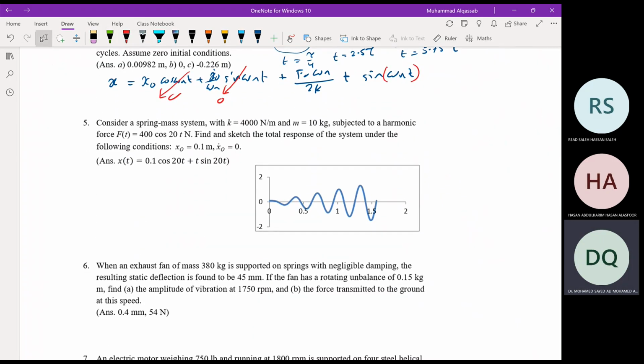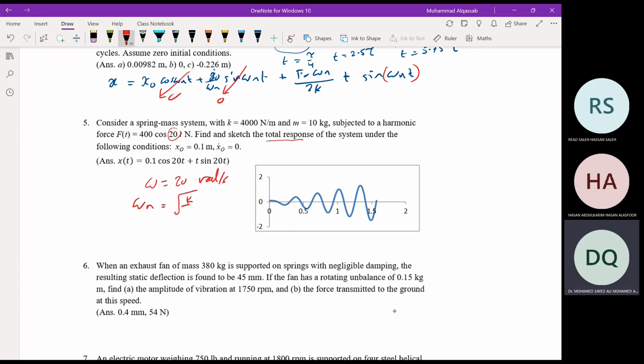Question number 5. Consider the spring mass system with K equal to 4,000 Newton per meter, M equal to 10 kilogram, subjected to a harmonic force equal to 400 cosine 20 t. Find and sketch the total response of the system under the following condition. In order to find the total response, we need to know omega here. As you can see, we have two equations, for omega not equal to omega n and for omega equal to omega n. So the first thing is omega is 20 from the given force. And we need to calculate omega n and compare. If they are equal, then it is resonance.